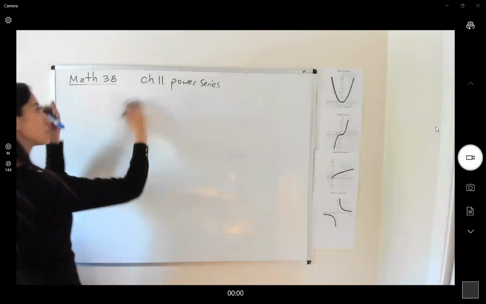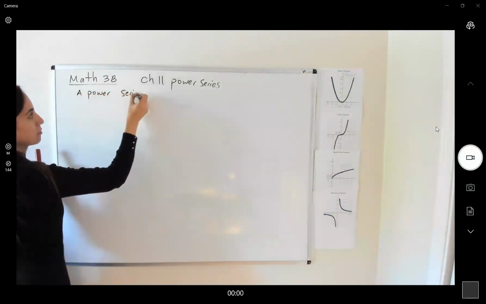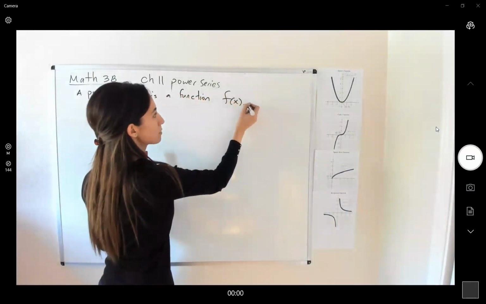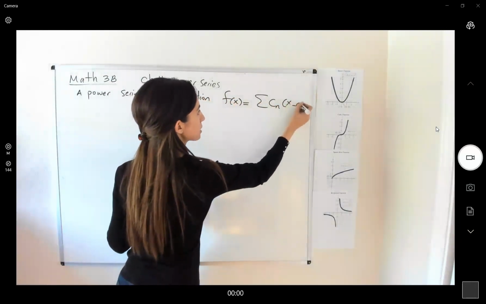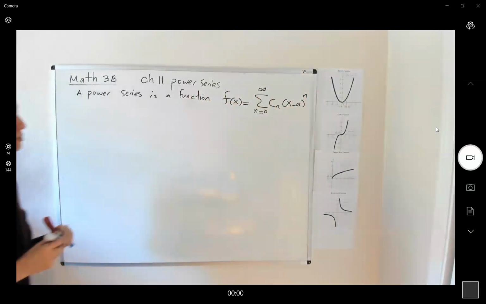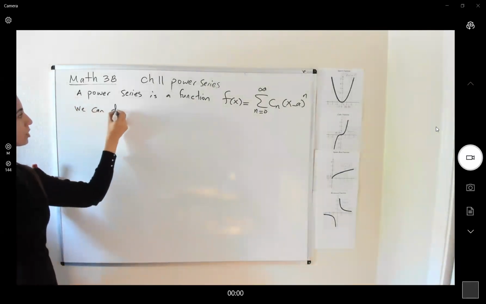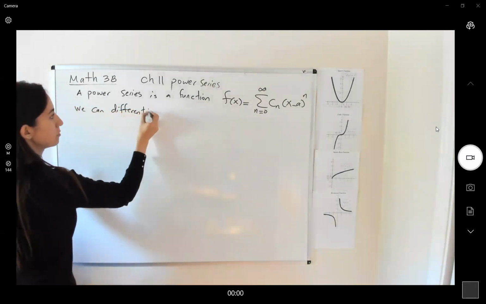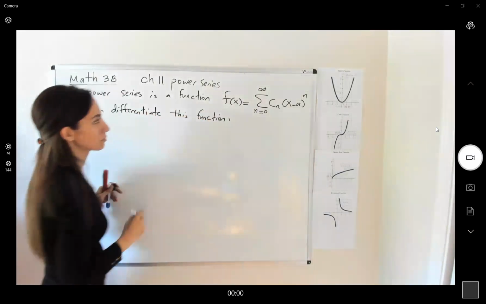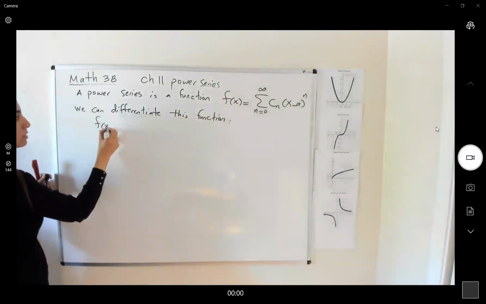So a power series is a function that depends on x. So the sum of c sub n times (x minus a) to the n, starts from 0 and goes to infinity. Since it's a function, we can differentiate this function. Let me write this function in expanded form, and then I start taking the derivative.